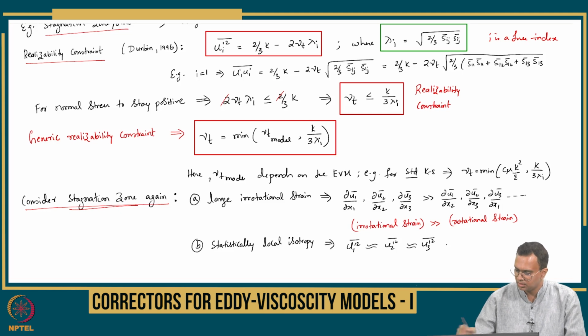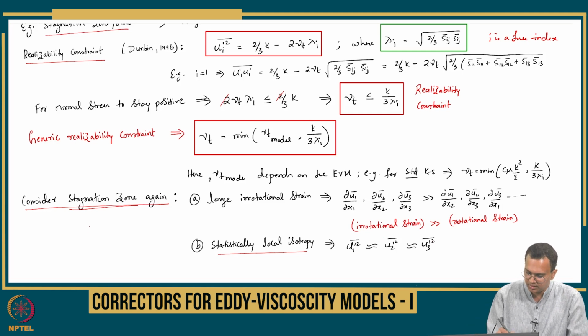Okay, a local, statistically local isotropy in that particular zone only, not everywhere. And this occurs, what I am talking about is in flows, these two conditions occur. You will get large irrotational strains compared to rotational strain, and you will also get local isotropy in those kind of zones. Like as already discussed, if you have flow impingement, this kind of zones.